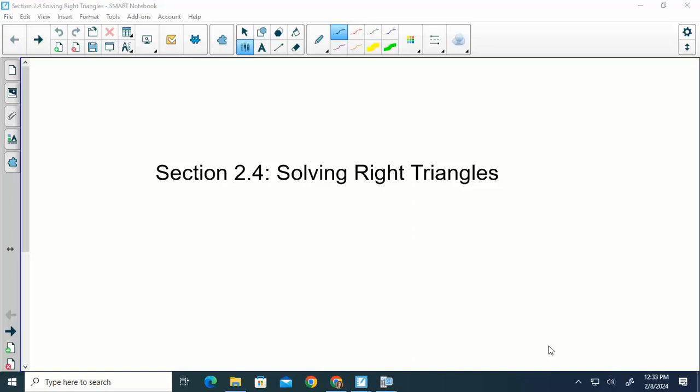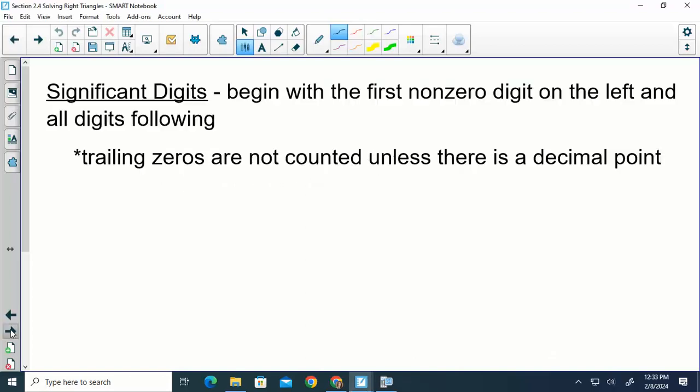One of the big ones, we don't round until the very end. I've been told that in some of your science classes, you round multiple times within the problem, and we will not ever do that. We only round once at the very end. But when we count significant digits, the rule is you start with the first non-zero digit on the left, and then count that and everything after it.